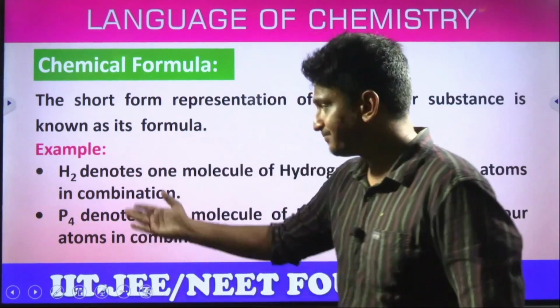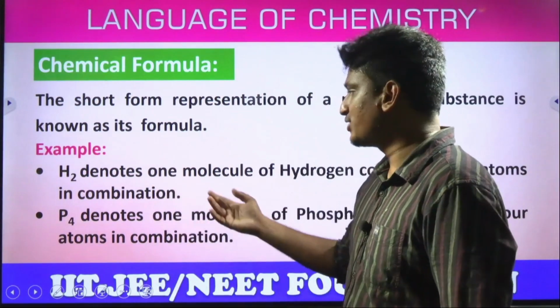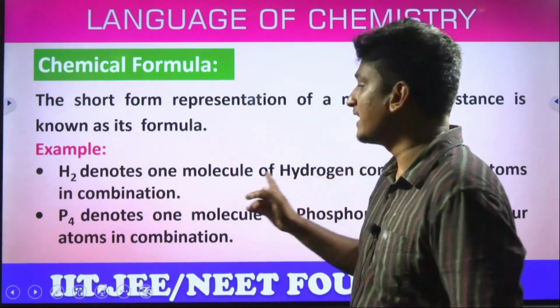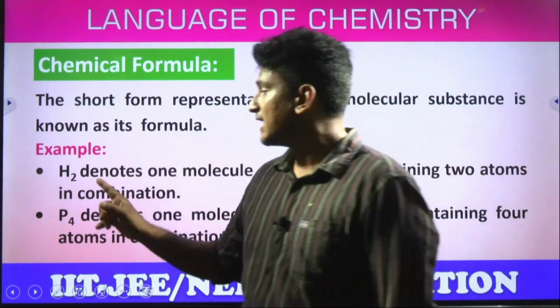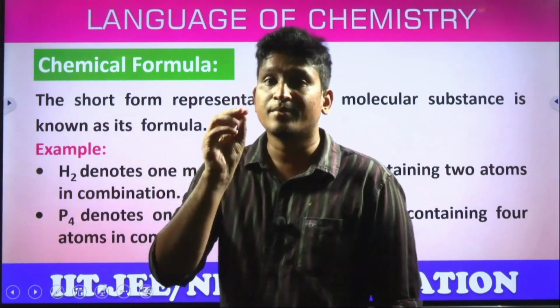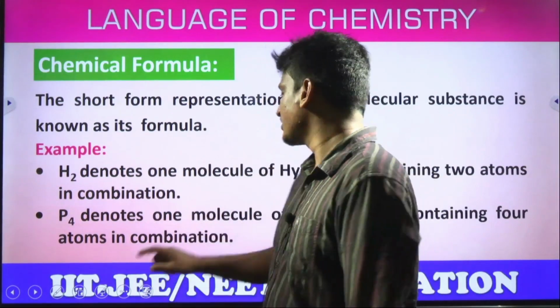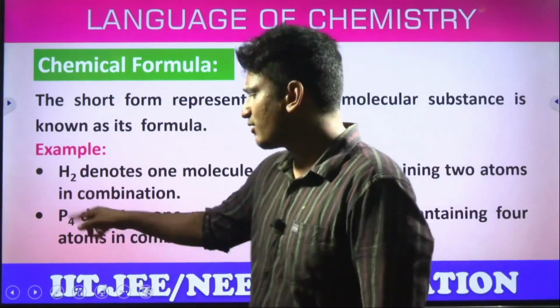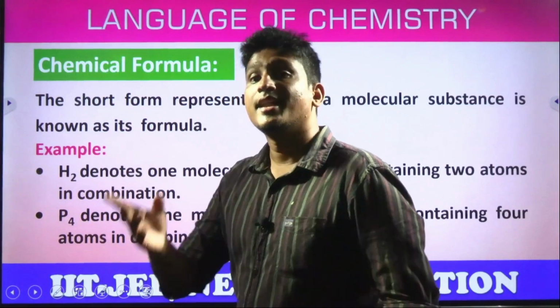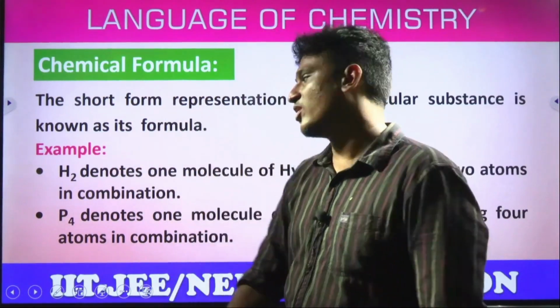For example, H2. H2 denotes one molecule of hydrogen containing 2 atoms in combination. These subscript numbers indicate the number of atoms in a molecule. That means they are combined. P4 denotes one molecule of phosphorus. Yes, sir, this is one molecule only. But what does this 4 indicate? The number of atoms present in that one molecule.